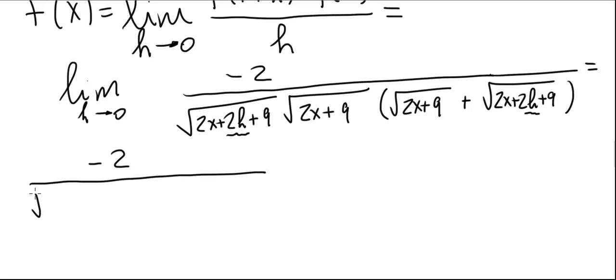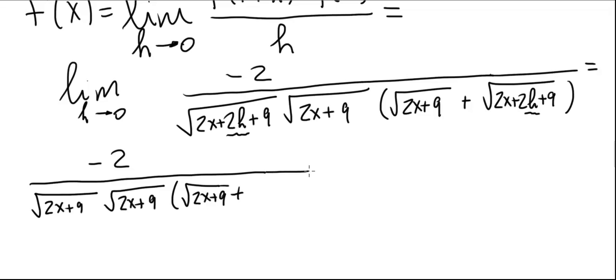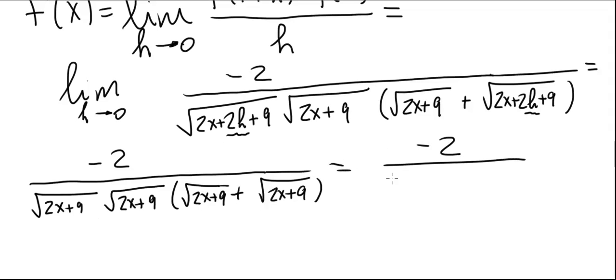In the denominator, we have square root of 2x plus 9 times another square root of 2x plus 9, and then times the quantity square root of 2x plus 9 plus square root of 2x plus 9. Now square root of 2x plus 9 times itself is 2x plus 9, and square root of 2x plus 9 plus square root of 2x plus 9 is 2 times the square root of 2x plus 9.